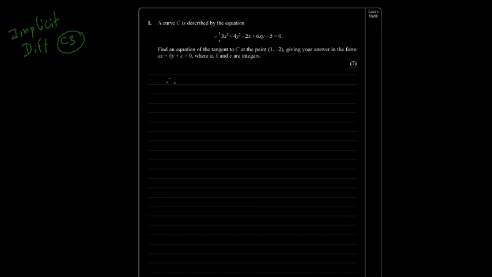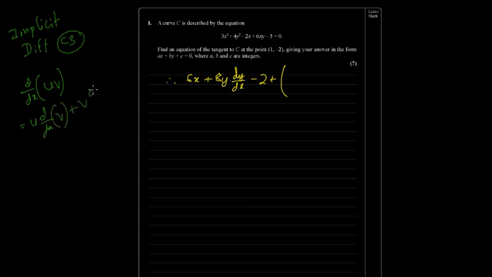Therefore differentiation of 3x squared is 6x, plus differentiation of 4y squared, 4 to the 8y, and implicit differentiation dy by dx, minus derivative of 2x is 2, plus now this is going to be uv because 6x into y, so this is going to be uv, so the formula is d by dx of uv, it's u d by dx of v plus v d by dx of u. That's the formula.